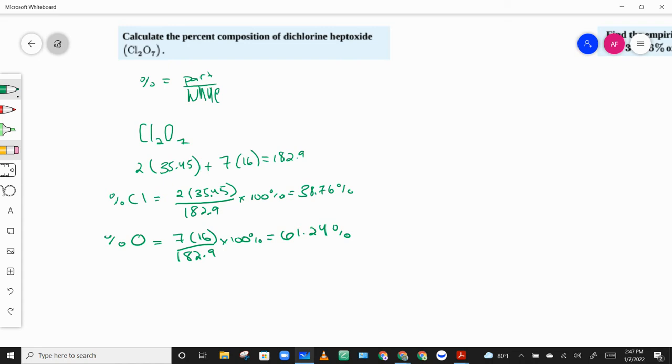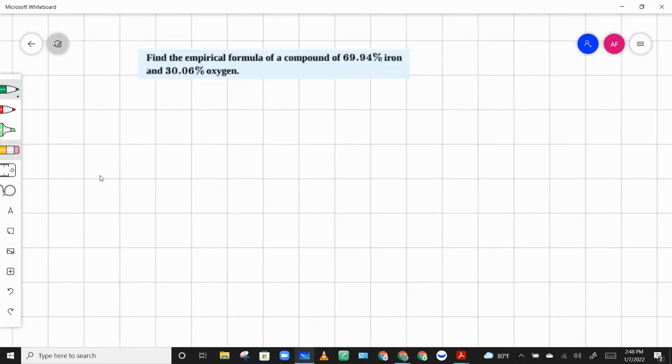You can always check to make sure that you didn't do anything wrong here. The percentages should always add up to about 100. Really, anywhere between like 99 and 101 is pretty acceptable. That all really depends on your rounding. Okay, so as long as it's close to 100, that's what matters. So that's percent composition. It's pretty basic, pretty straightforward there.